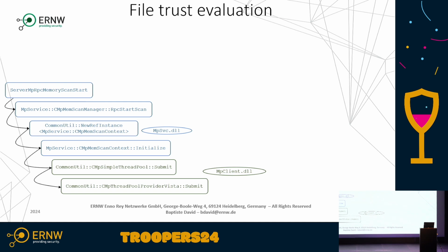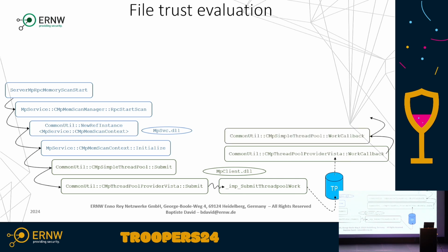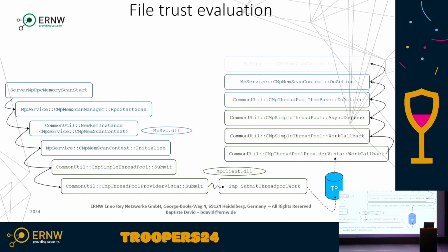And we have the submit process. I like this word, provider vista. It gives all the literature and history concerning Windows Defender. In fact, it's just pushing something in a thread pool, but we know this thread pool from the initialization, and we know it's going to be back. So that's still MP client, which manages the thread pool at the beginning, just to dequeue the task to do from the thread pool. And then back in MP service: do action, on action, do scan. We will talk about do scan in a few seconds.